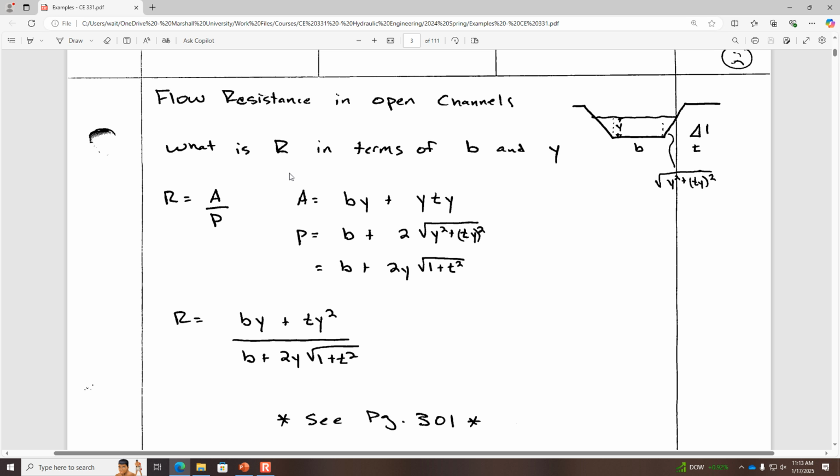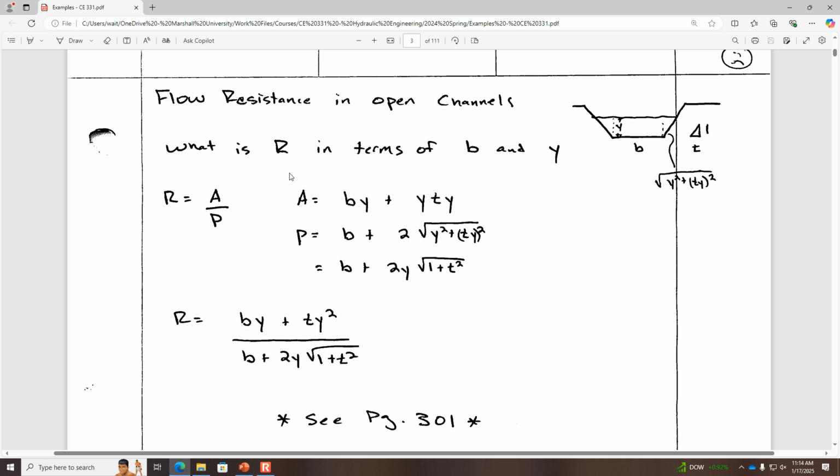And imagine that those two have the same slope. Boy, that's a terrible drawing. Let's see if I can do a little better. All right. So imagine we've got this part of it, which is b times y. I think everybody can see that the area of that center part, it's a rectangle, so it's the bottom width times the depth to get that component of the area.